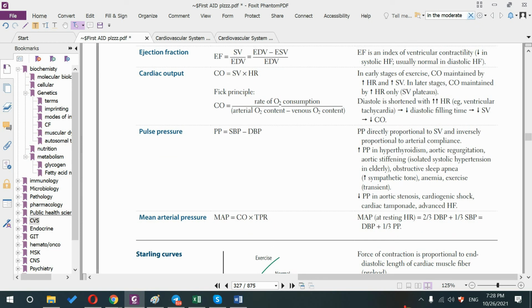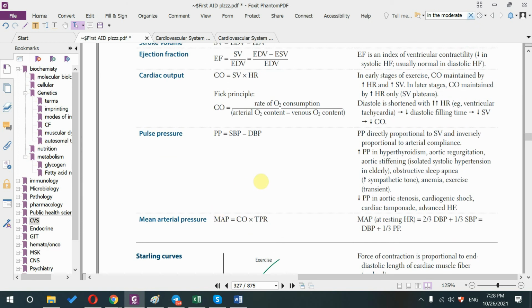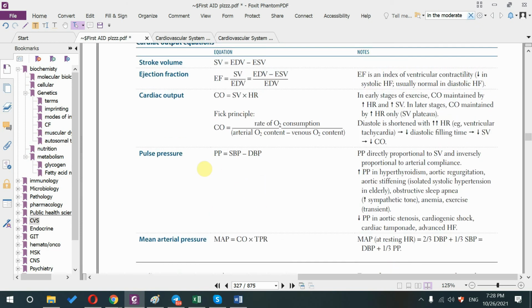Okay, so the next thing is called pulse pressure. Pulse pressure is the thing that I told you to be careful about, not to mistake with stroke volume. Totally different. This is volumes, this is the pressures. If someone has a blood pressure of 120 over 80, his pulse pressure will be 40, okay?